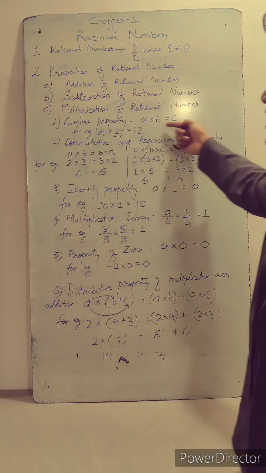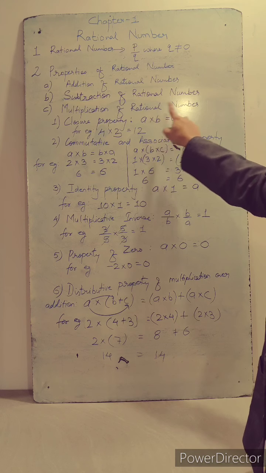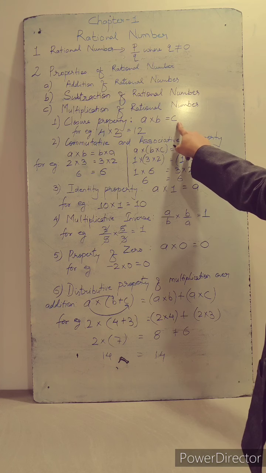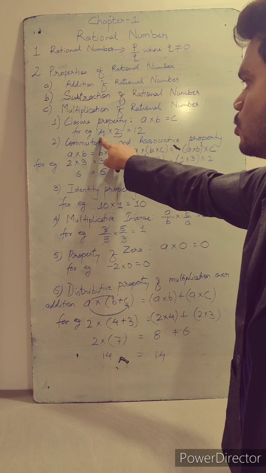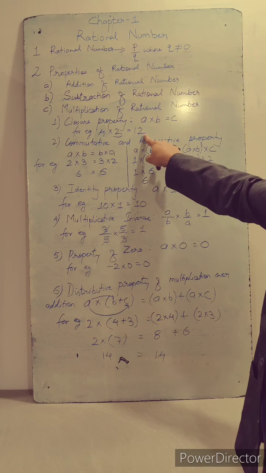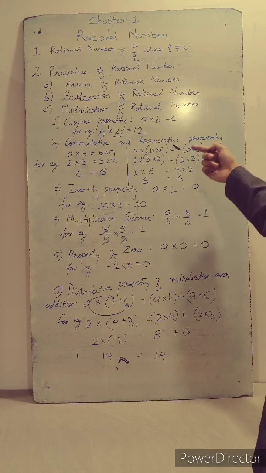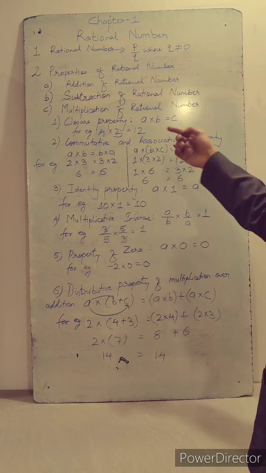Starting with the first property, that is closure property. It states that when two rational numbers are multiplied, the resulting number is always a rational number. For example, a rational number 4 when multiplied by another rational number 3, the result is 12, which is also a rational number. Second property is commutative and associative property, which are valid for multiplication.